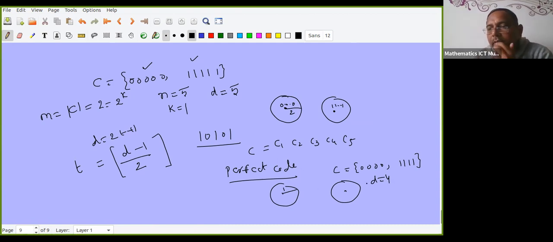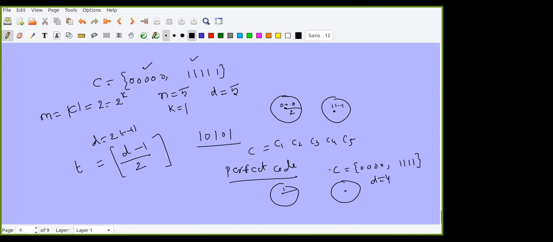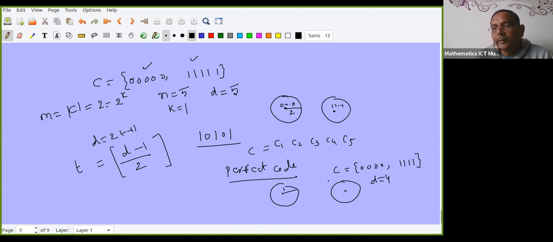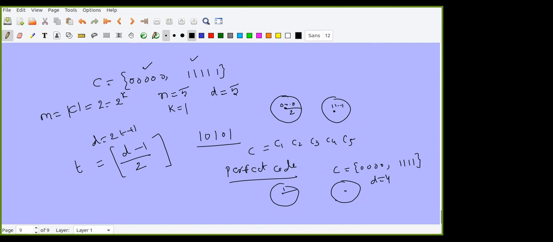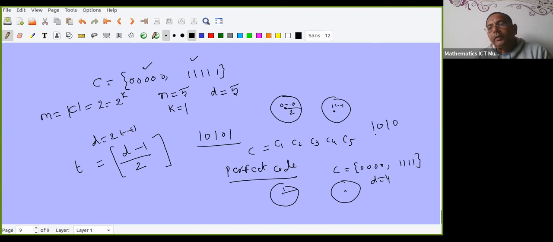Is it a perfect code, Amiya? No, sir. Why is it not a perfect code? Can you give one example which is not in both of them? Can you give me one vector which is not in both of them? 1 0 1 0, right? Yeah, good, very good. Yes, you are correct.